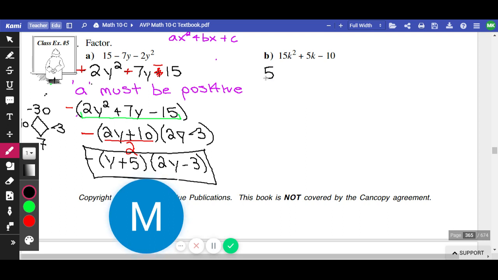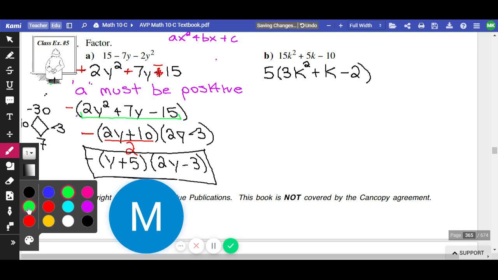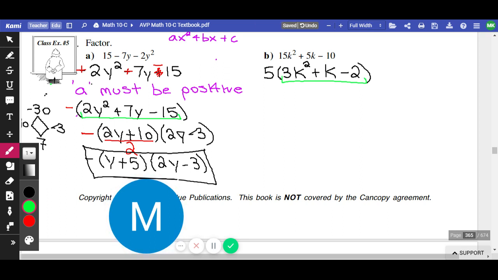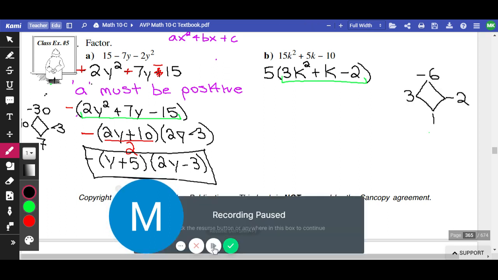So when I take out a 5, now I'm left with 3k squared plus 1k minus 2. And you factor just this trinomial. The 5 out front doesn't do anything to my factoring. It just stays out front. But the trinomial, I factor using diamond method. I'll give you a second to try to use diamond method. It will be diamond incorrect, so give it a shot.